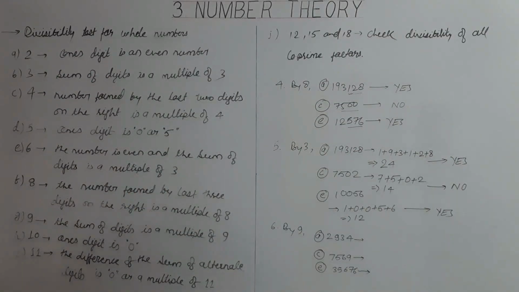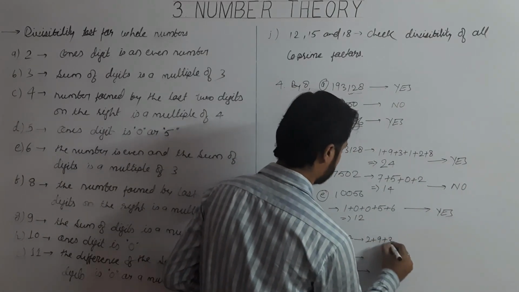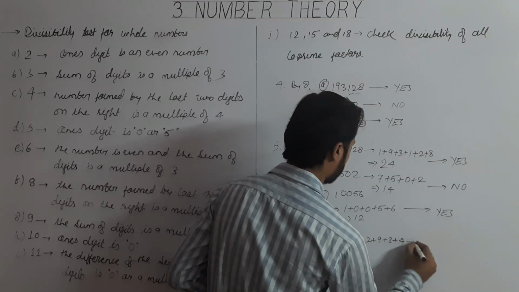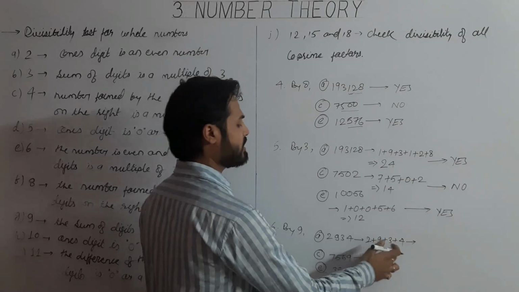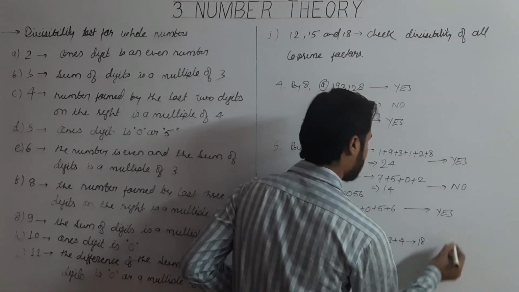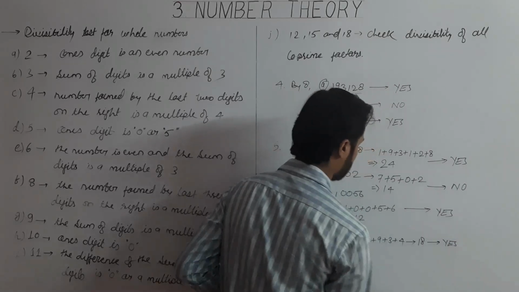Now for 9, if the sum of digits is a multiple of 9, then we can say that the number is divisible by 9. So again we have to add these numbers. 2 plus 9 plus 3 plus 4. Total is 9 plus 2, 11. 11 plus 3, 14. 14 plus 4 is 18. And 18 is a multiple of 9. So this number is divisible by 9.